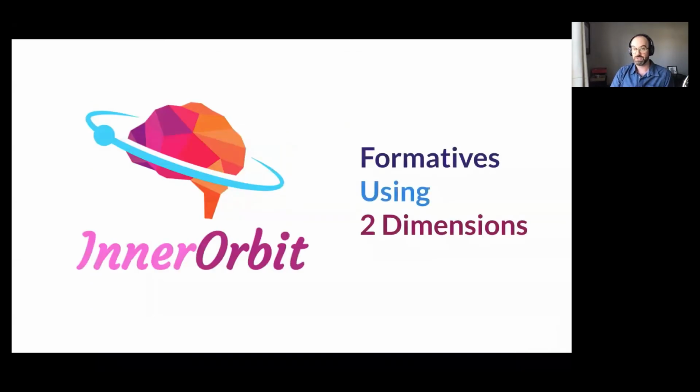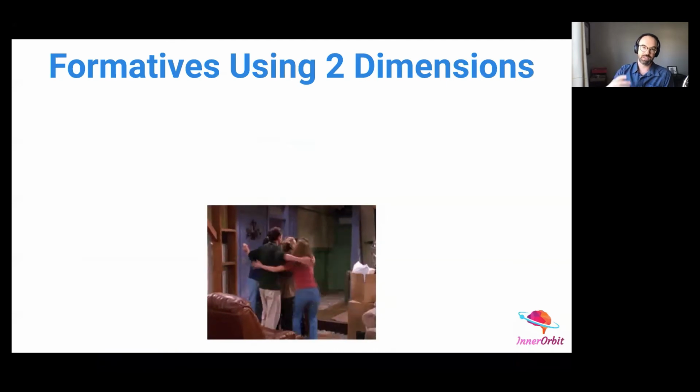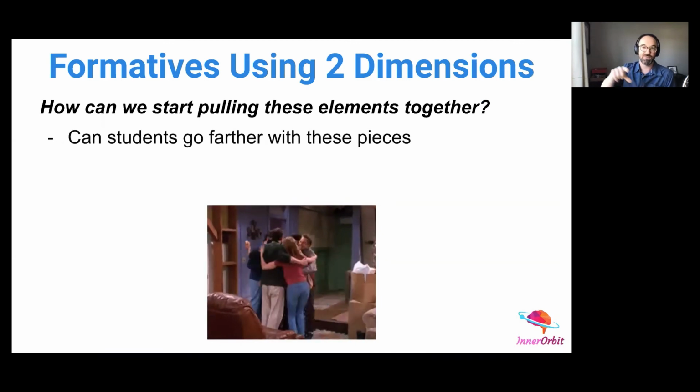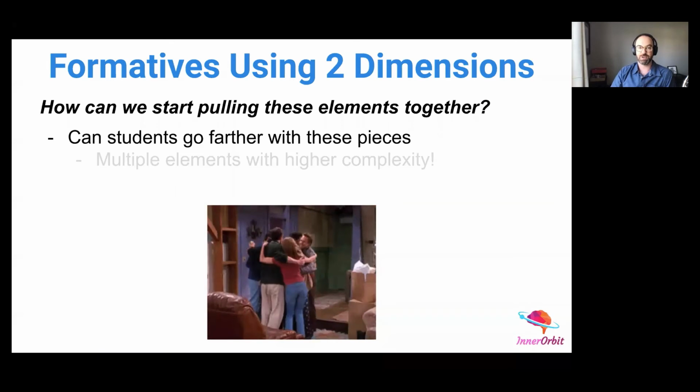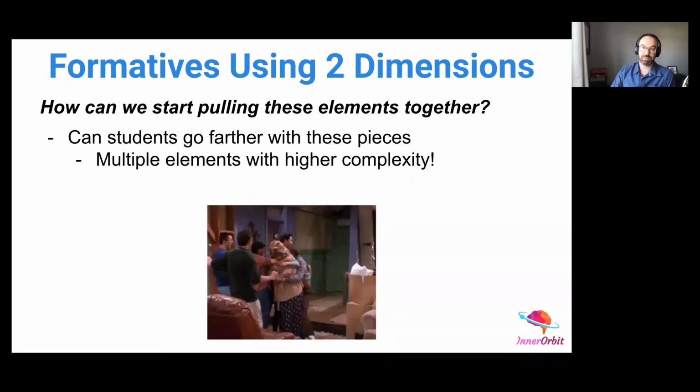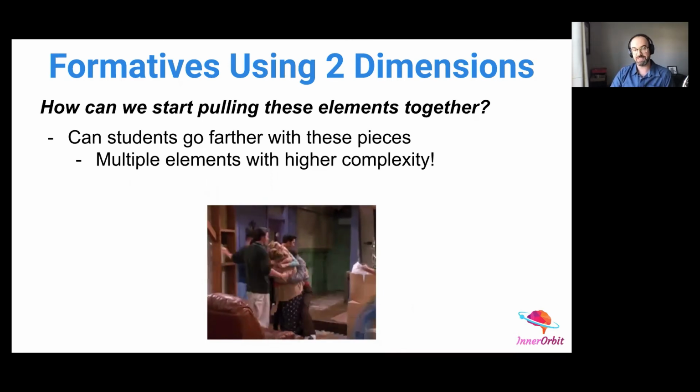For formatives, we're going to start now blending 2 dimensions together. We're going to layer on the complexity. We're going to bring it all in. So we'll pull elements together, see if students can go further with each of those pieces that we covered in our diagnostic questions. The multiple elements will have higher complexity. Maybe we'll ask them to make sense of a phenomena. Maybe there'll be some SEPs in there where they're drawing a model of something, they're writing a claim, or picking evidence that supports a claim.